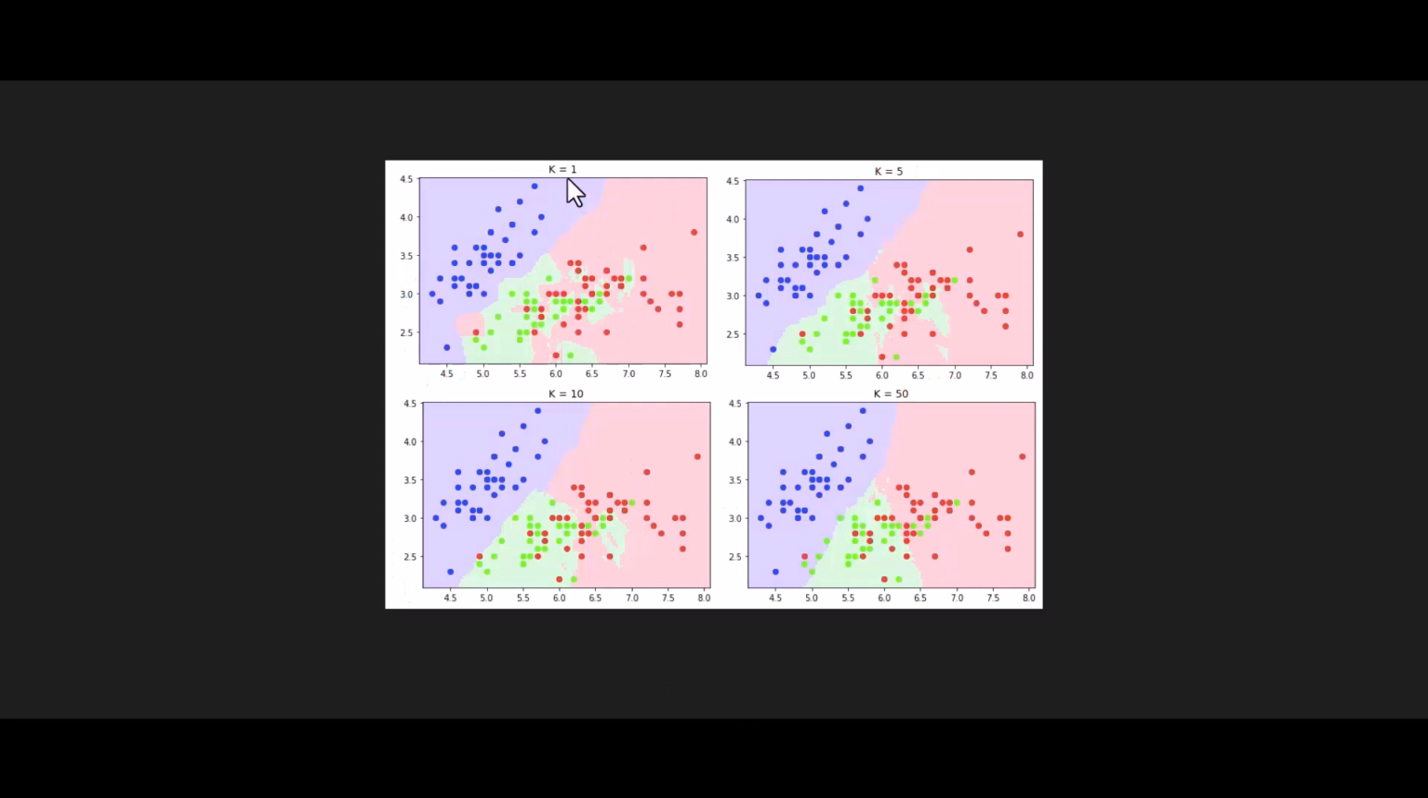Here we can see that k value is less, which means it has low bias and high variance. Here you can see that this particular red point is nearer to green points, but it is classified as an individual red point as the k value is less, which implies high variance. So this particular red point is not classified as a green point.